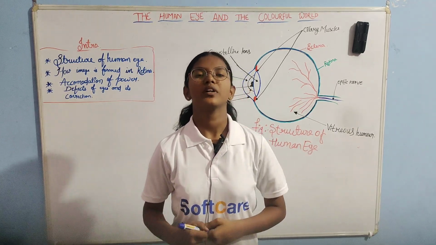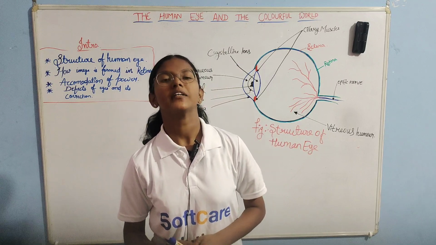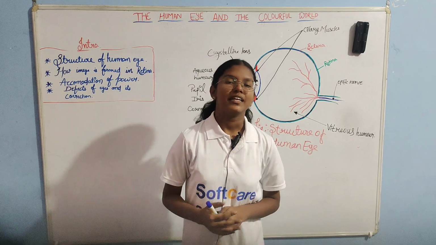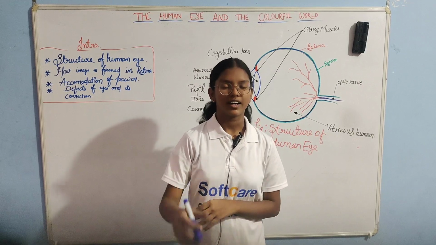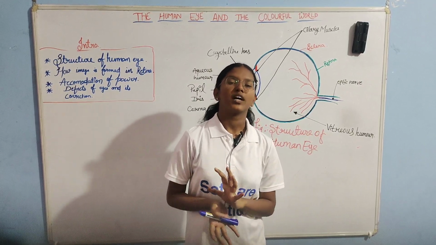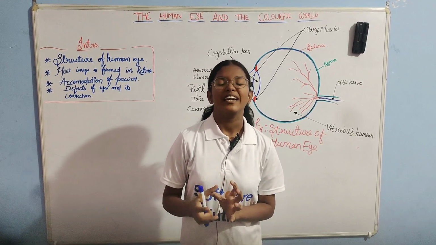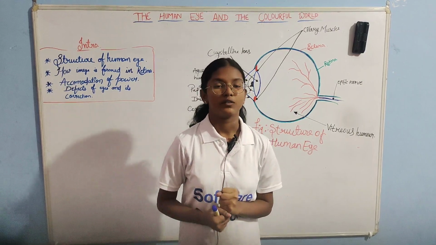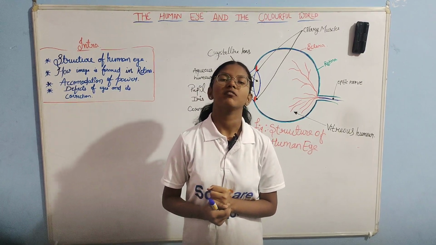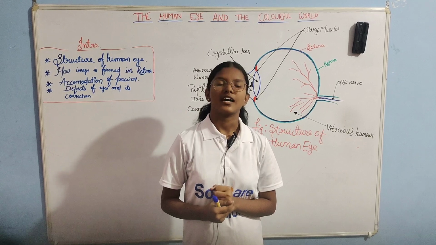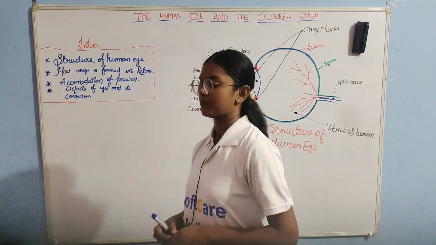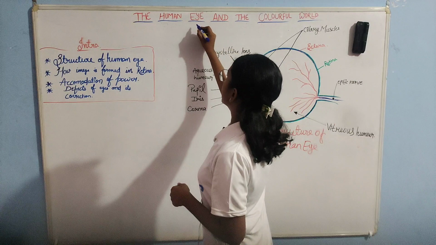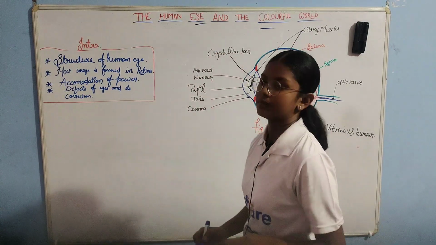Today I am going to give a presentation on a topic. Let me give you a simple hint to identify the topic. I am going to talk about a very delicate organ of the human body, which is the second most complex organ of our human body. Yes, I think you guessed it. Today I am going to give a presentation on the topic human eye and the colorful world.